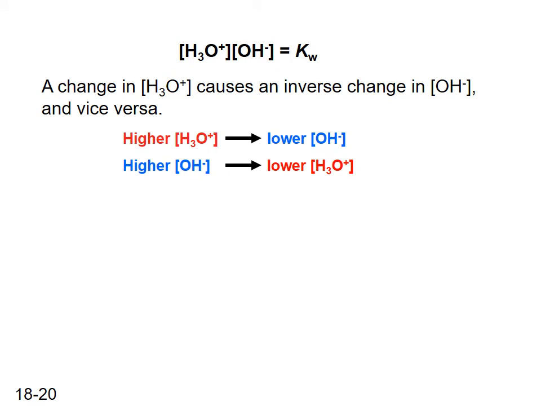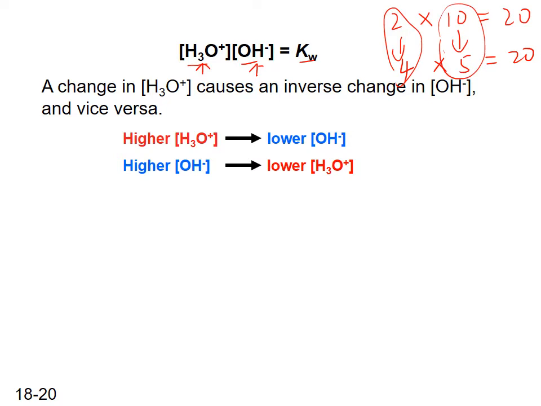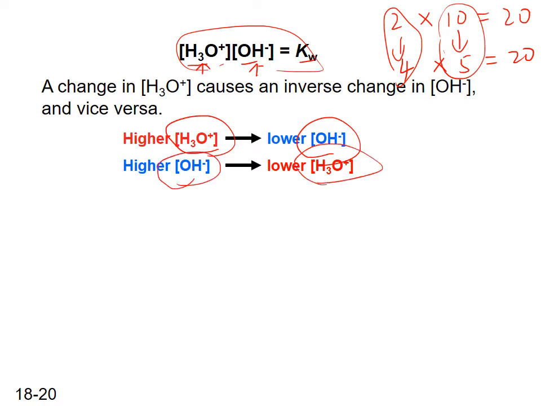Since the product of hydronium ion and hydroxide ion is a constant, a change in hydronium ion causes an inverse change of hydroxide. For example, 2 times 10 equals 20. If 2 becomes 4, an increase, then 10 must decrease to 5. So 4 times 5 is still 20. Increase one, decrease the other. And so in aqueous solution, if hydronium ion is high, hydroxide must be low because the product is a constant. Conversely, if hydroxide is high, hydronium concentration must be low.